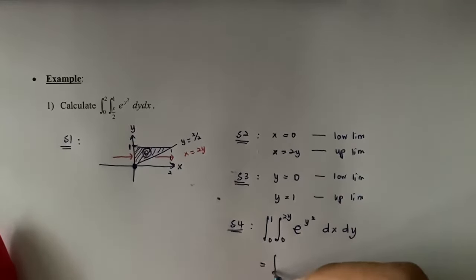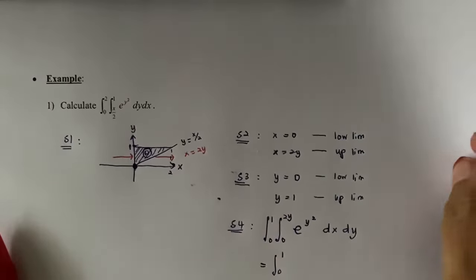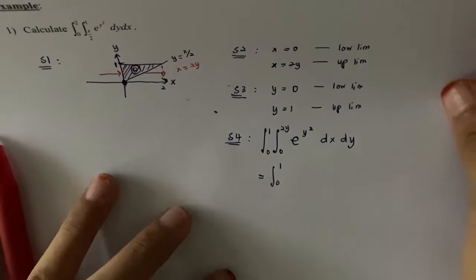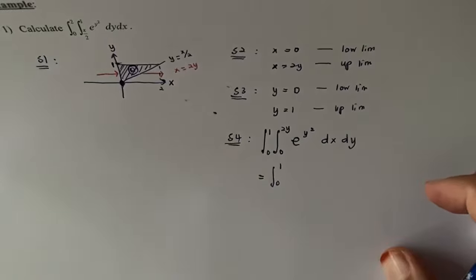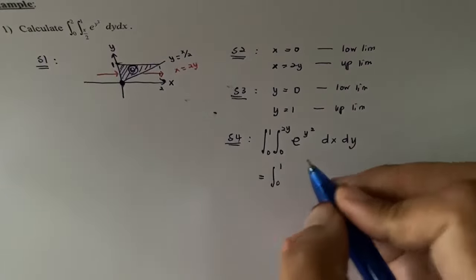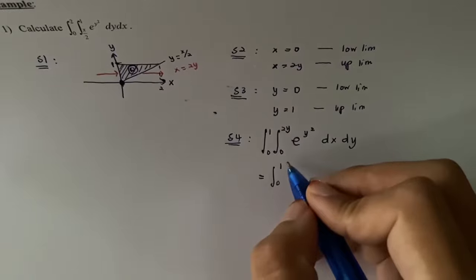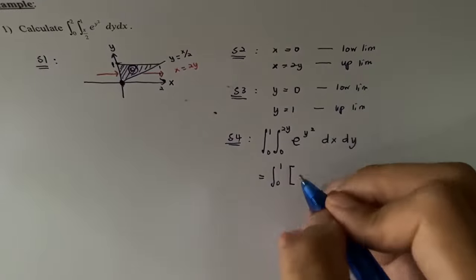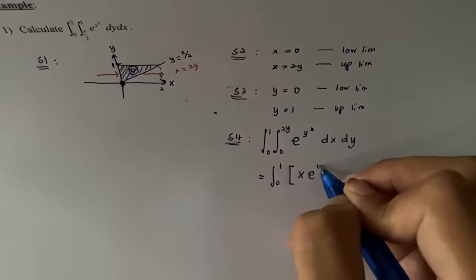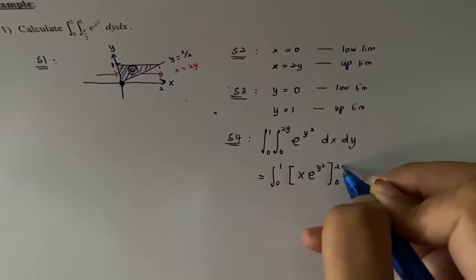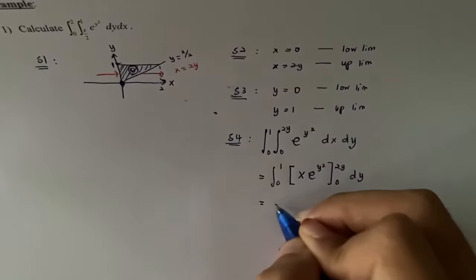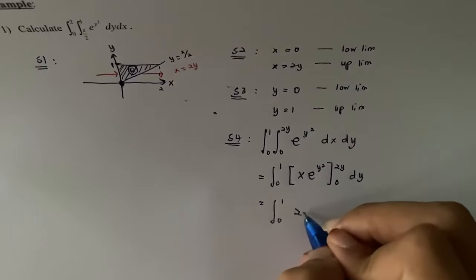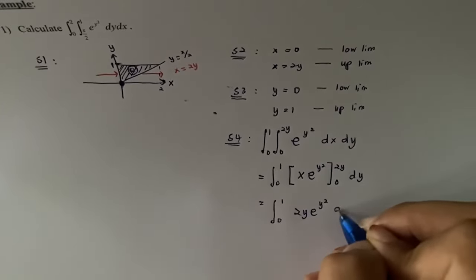So this is equal to the integral from 0 to 1. Okay, step 4. We integrate e to the power y square with respect to x. We have x times e to the power y square, from 0 to 2y, dy. Substitute x with 2y. So you have 2y e to the power y square dy.